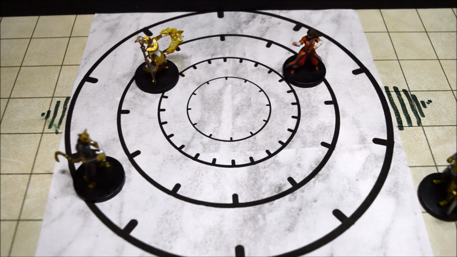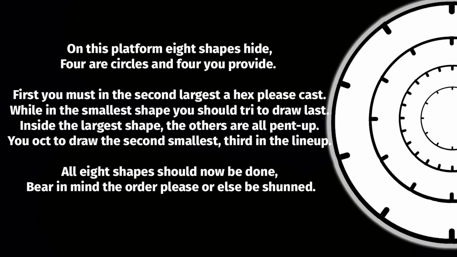Now, of course, in order to solve this puzzle, we're going to need to refer to the cryptic message. And looking at it again, the last line is going to be the most important. Bear in mind the order please, or else be shunned. So those 4 center lines that tell us what shapes to draw are going to need to be put in a particular order.